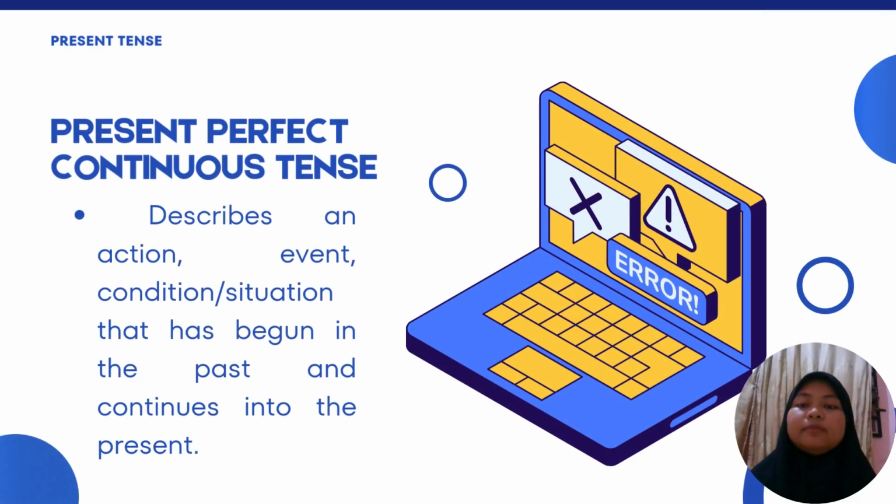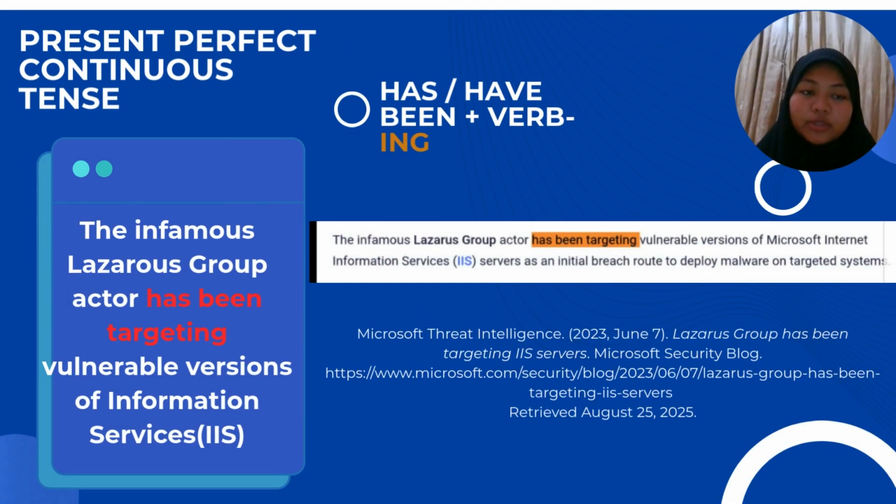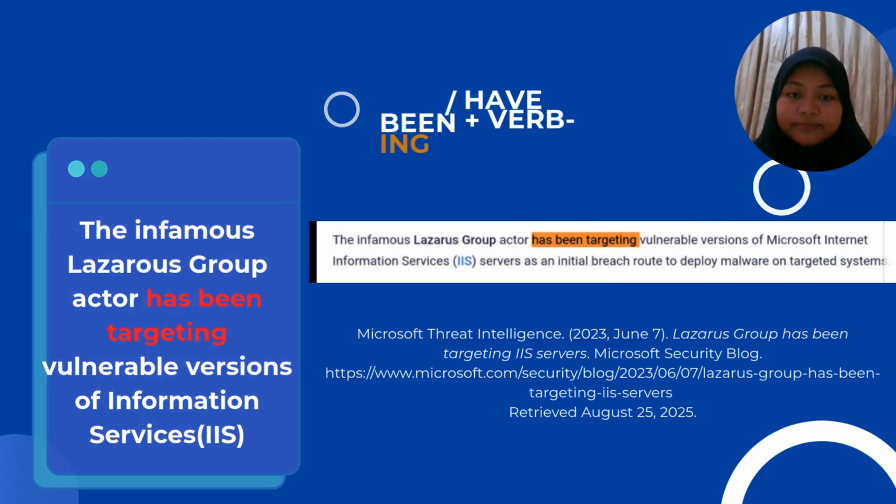We also have present perfect continuous tense that is used to describe an action, event, condition, or situation that has begun in the past and continues into the present. The present perfect continuous tense uses has or have plus been and the ing form of the verb. For example, the infamous Lazarus Group actor has been targeting vulnerable versions of information service. Has been targeting here shows that the sentence is present perfect continuous tense.